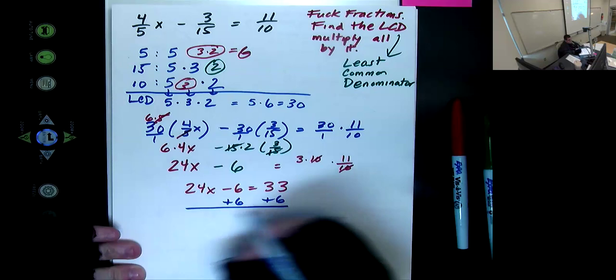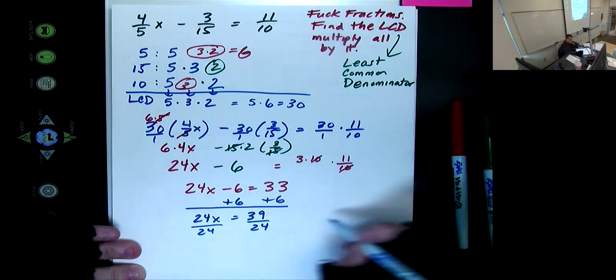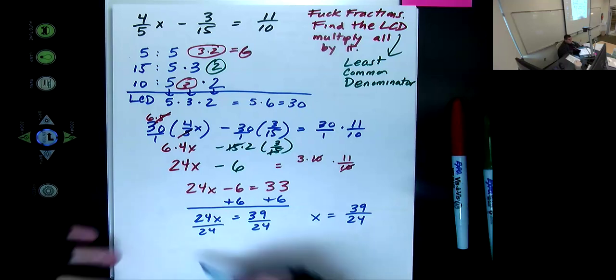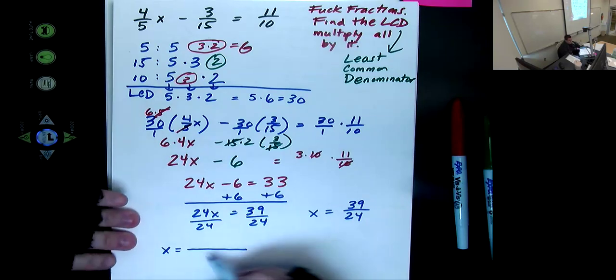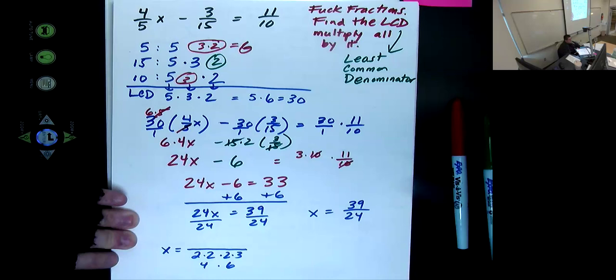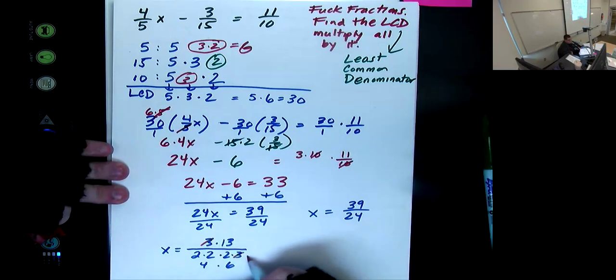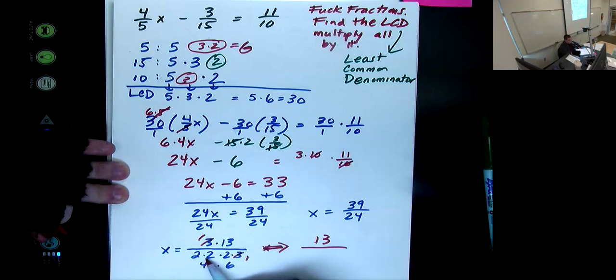We add 6 to both sides. Divide by 44. You want to see if it simplifies. So try to write out the factors of each. 24 is 4 times 6, which is 2 times 2, that's 4, and 6 is 2 times 3. So that's the 24. 39 is divisible by 3. This is 3 times 13. So here, a 3 will cancel. And I'm left with 13 on top. And 2 times 2 times 2 is 8 on bottom.